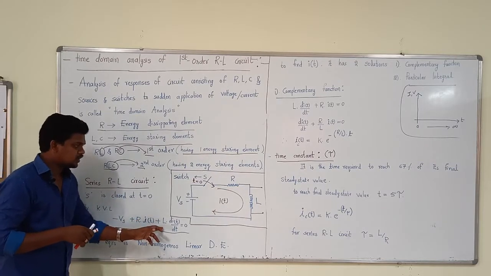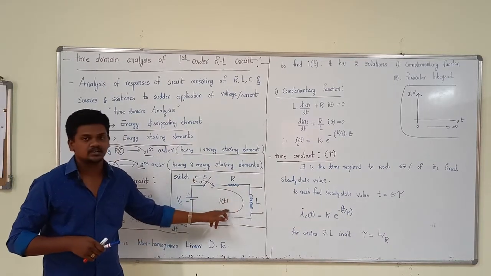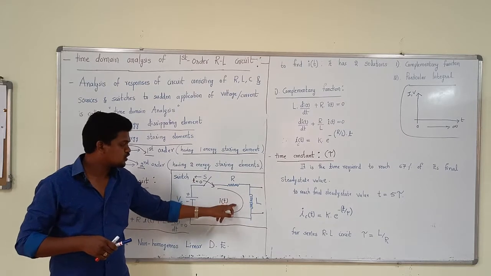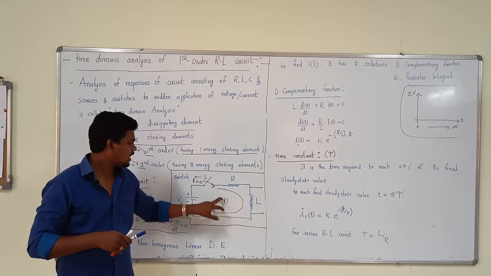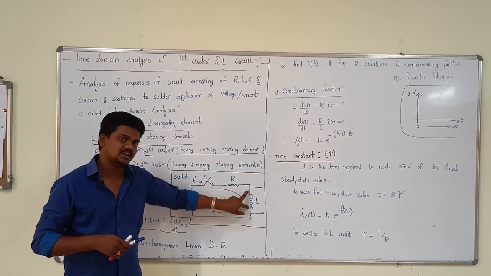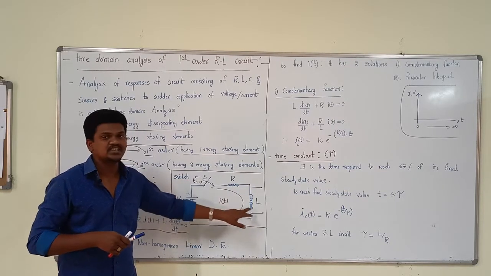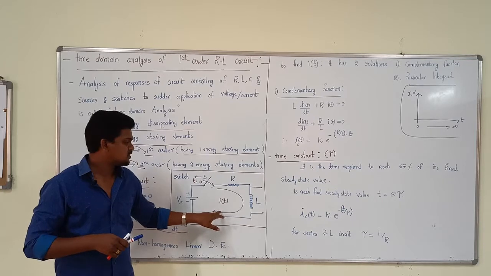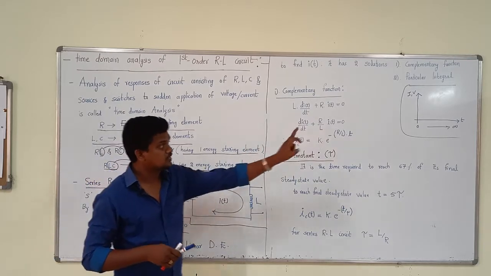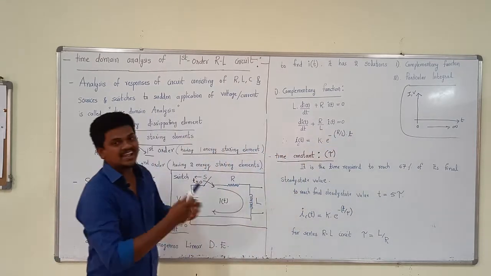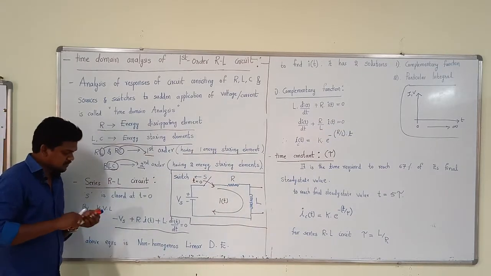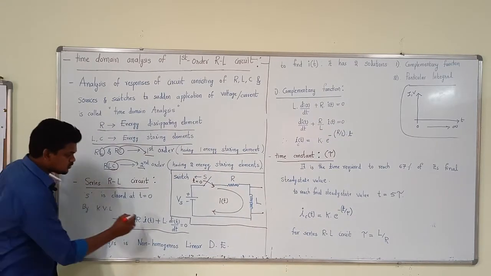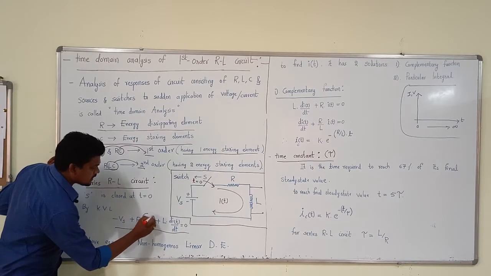But what is our requirement? Our requirement is to find the current flowing through the circuit, that is the current flowing through the inductor, and to find the voltage across the inductor. By observing these two things with respect to time, our analysis will be completed. Our requirement is to find the current here.